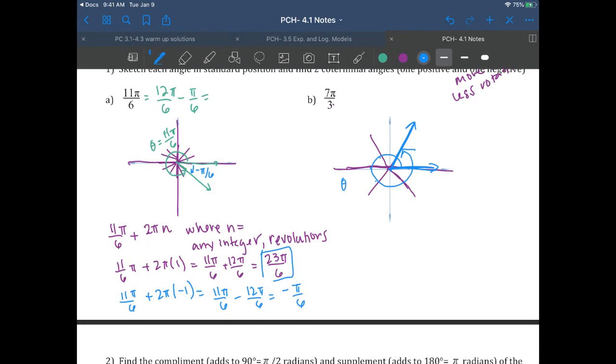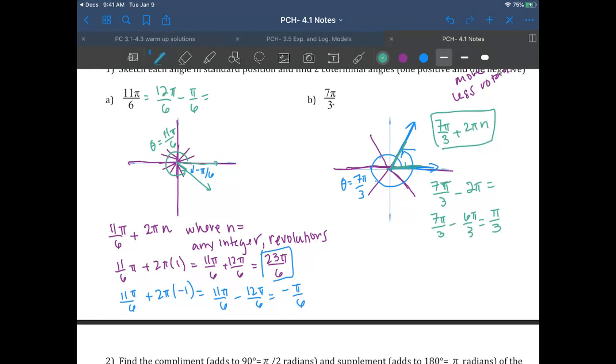That is 7 pi over 3 because it's more than 2 pi, and so it goes extra. So we're going to take 7 pi over 3 and we're going to add 2 pi n. Remember, that's any number of rotations. So I'm going to take 7 pi over 3 and I'm actually going to subtract 2 pi this time. So I get 7 pi over 3 minus 6 pi over 3, which gives me a positive pi over 3. So another angle that ends in the same place would be pi over 3.